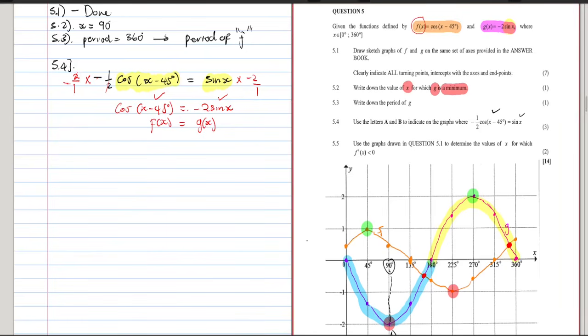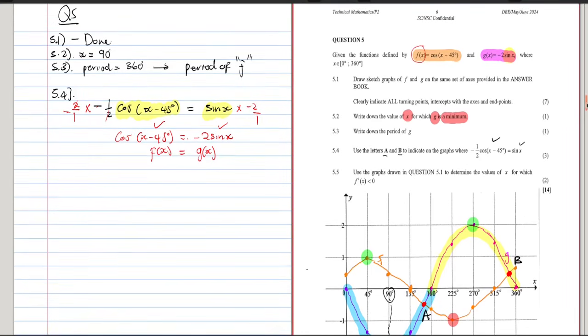So we need to use letters A and B. So this is A and then this is B. Or you can start with B, then follow that up with A. It doesn't really matter. Okay, so this is where the graphs are equal.